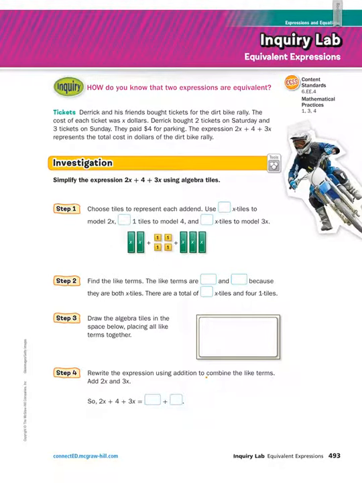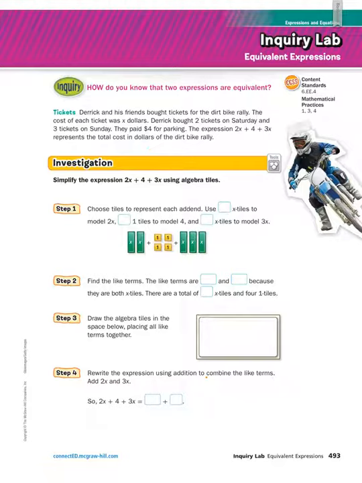Hey, it's time for the Inquiry Lab on equivalent expressions. So, let's start by reading the problem at the top. It says, Derek and his friends bought tickets for the dirt bike rally. The cost of each ticket was x dollars. Derek bought 2 tickets on Saturday and 3 tickets on Sunday. They paid $4 for parking. The expression 2x plus 4 plus 3x represents the total cost in dollars of the dirt bike rally.